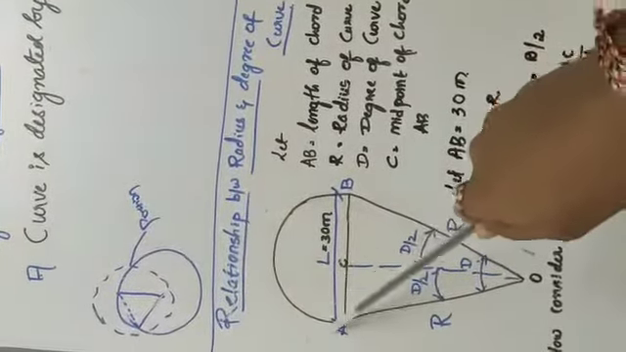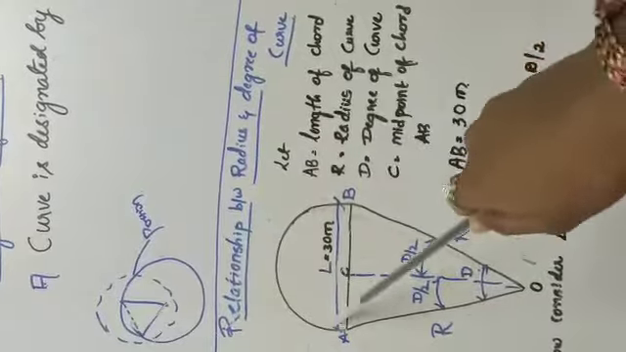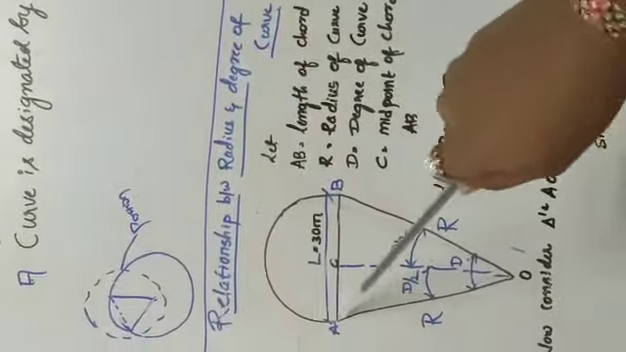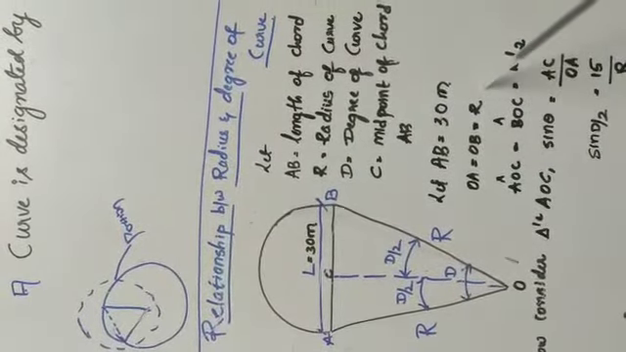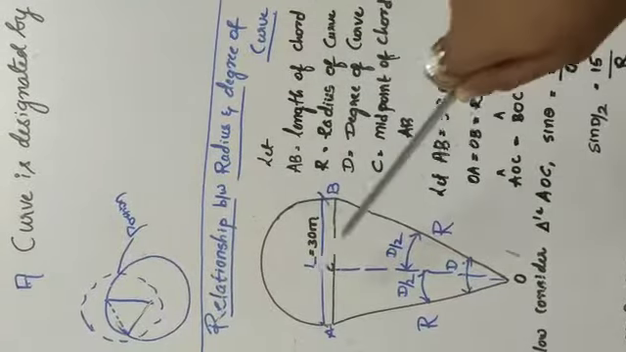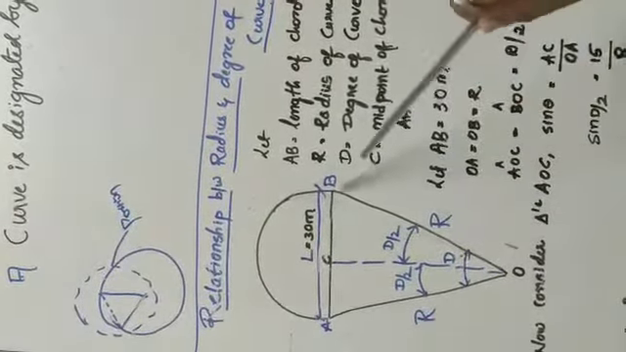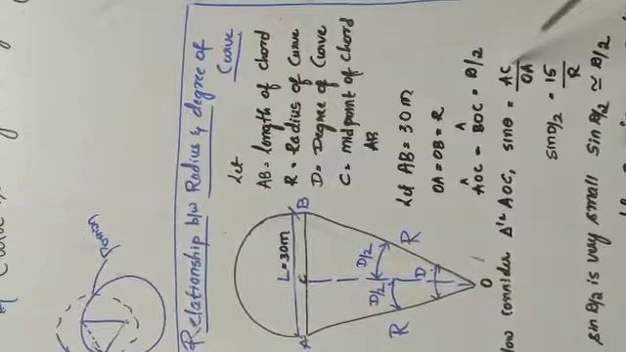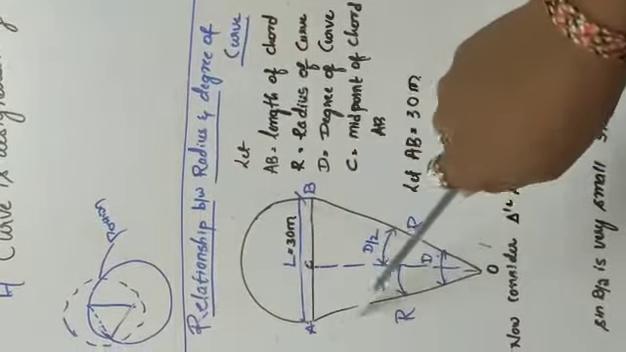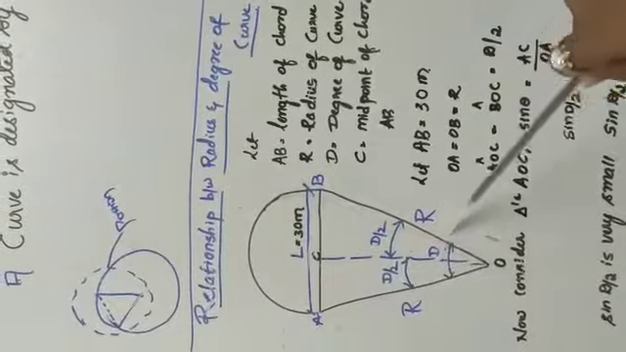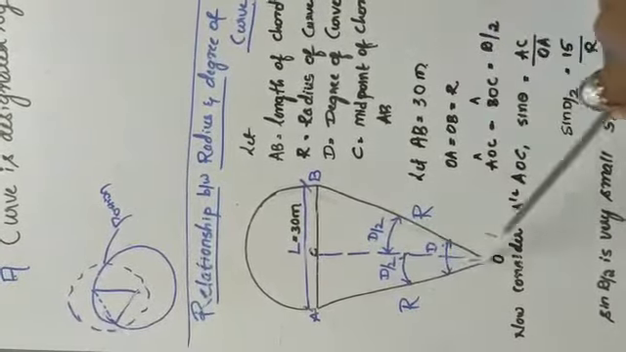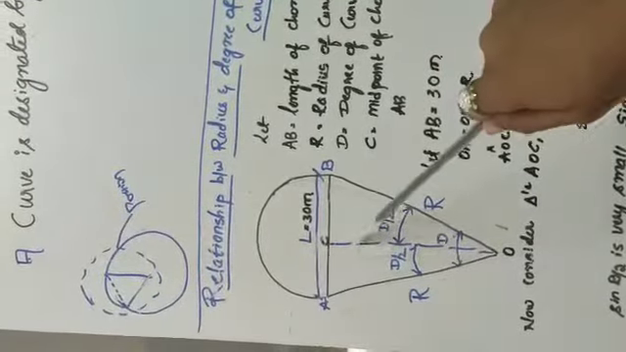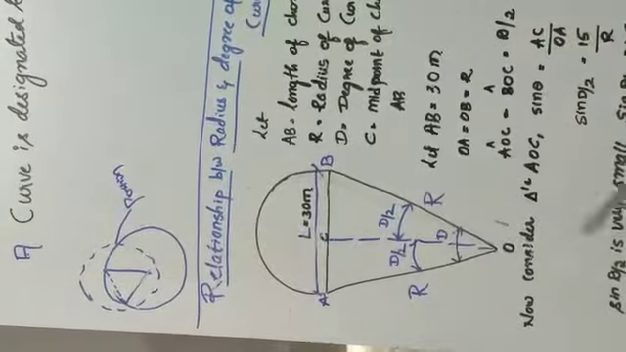So here let us take the length of the chord AB as 30 meters, where OA and OB is nothing but the radius of the curve. So here angle AOC and angle BOC are equal to D by 2. What do you mean by D by 2? Since the entire angle AOB is D, that is the degree of the curve, when you take half of the angle, that is AOC and BOC, that becomes equal to half of the degree of the curve.